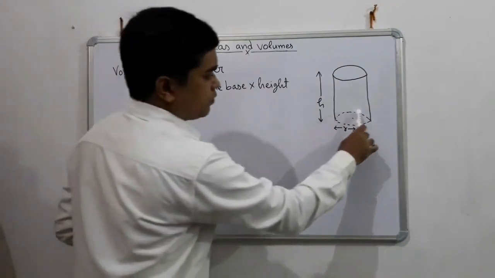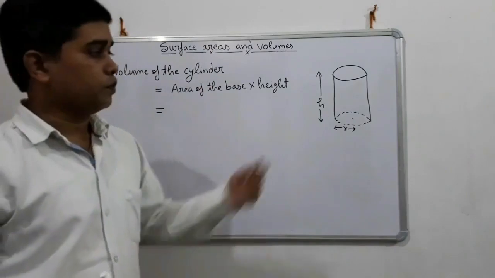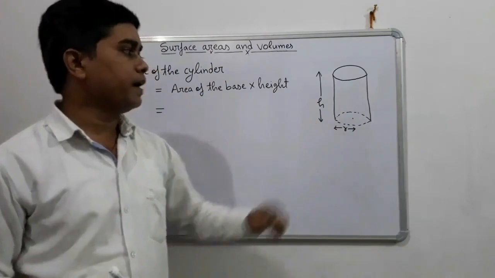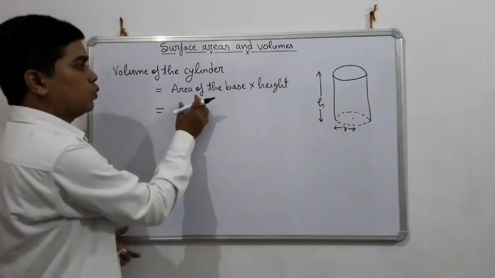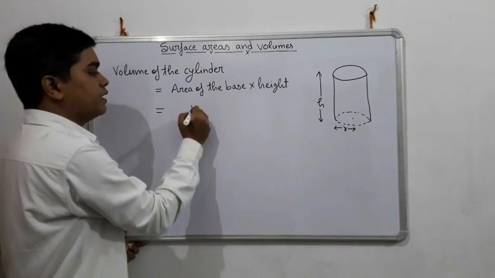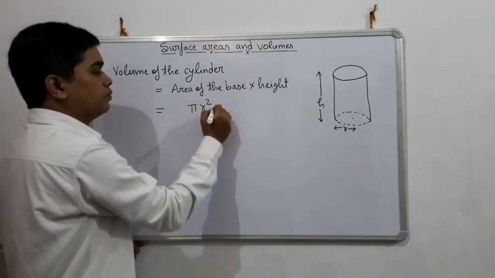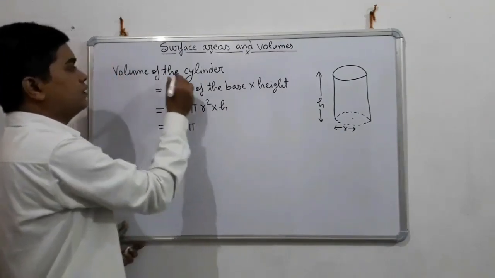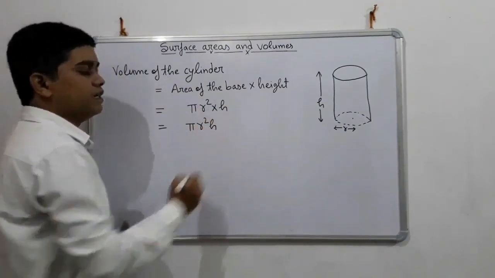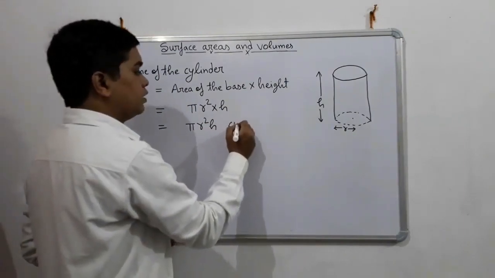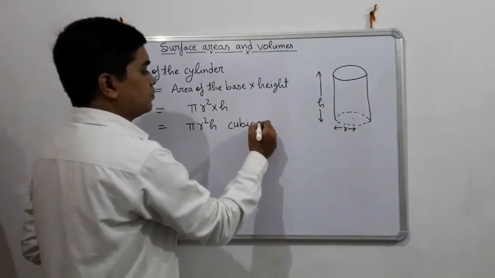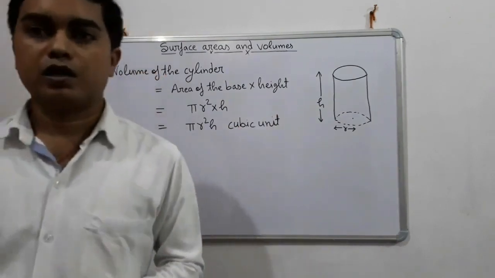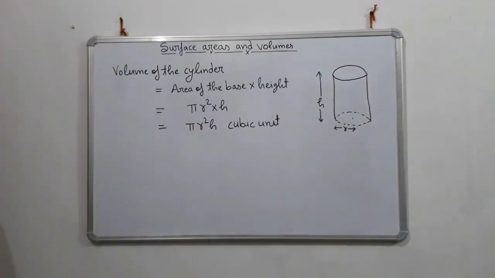Now see, area of the base. So base is circular, means base is in the form of circle. So area of base means area of circle. So what is the formula for area of circle? That is pi r square, and into height. Height is h. It means volume of cylinder will be pi r square h cubic unit. Okay, so this is the formula of volume of cylinder.